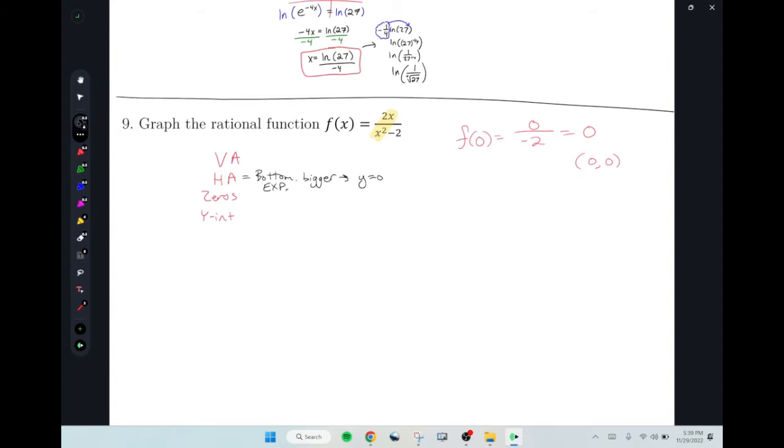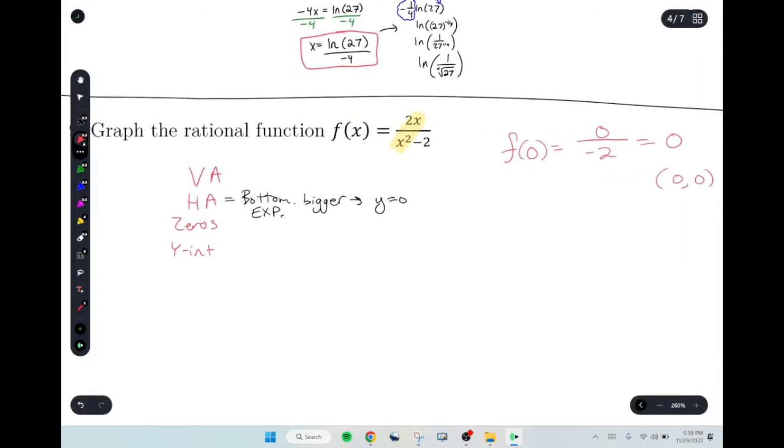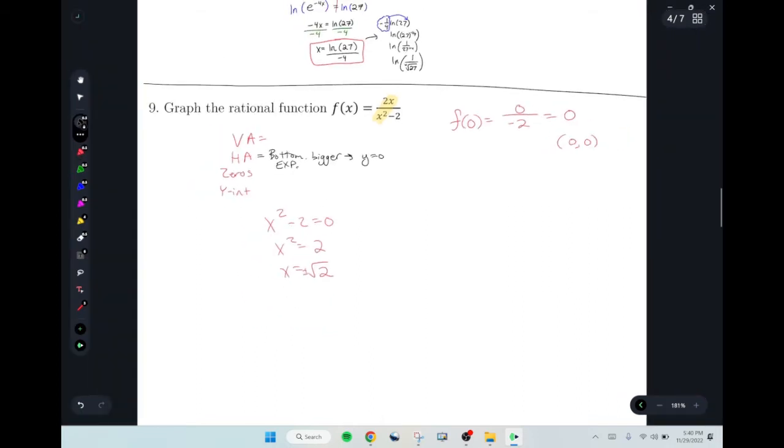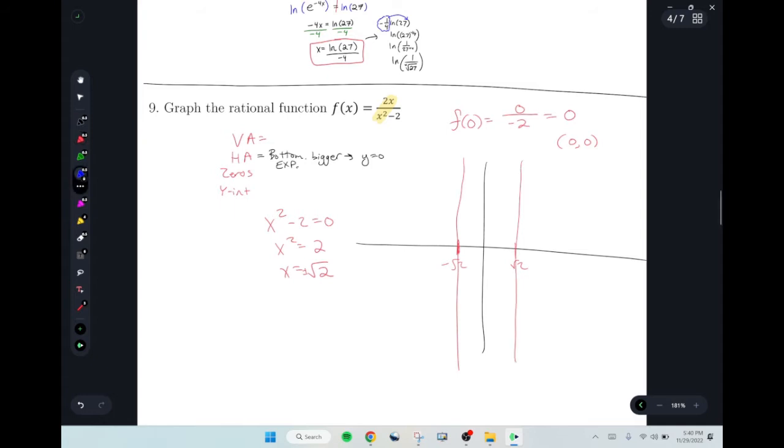And then your vertical asymptotes are where the bottom equals 0. So x squared minus 2 equals 0. x squared equals 2. x equals plus or minus root 2. So then we go to this graph and I say, okay, here's negative root 2, here's positive root 2. Draw some vertical asymptotes there. Where's my horizontal asymptote? 0.